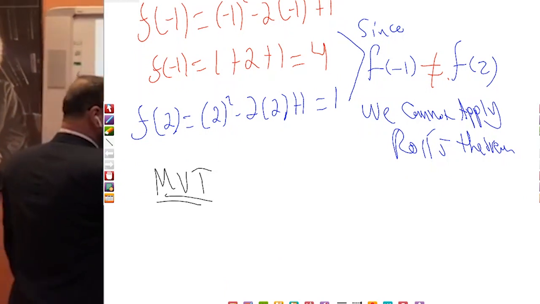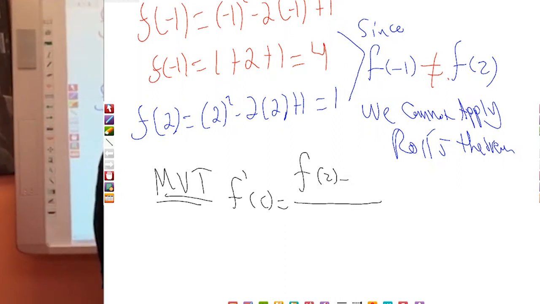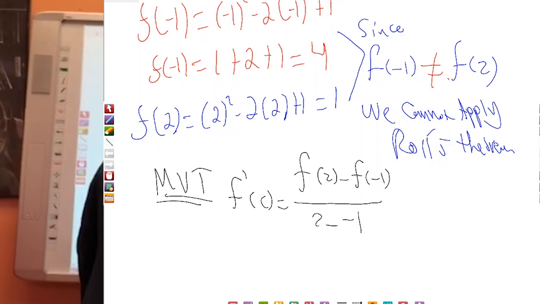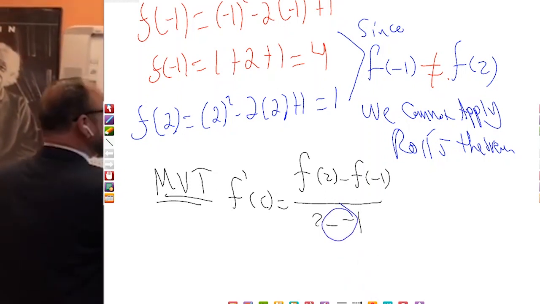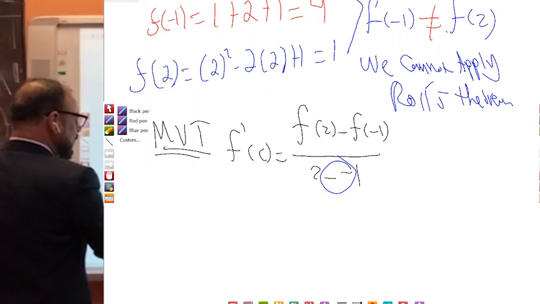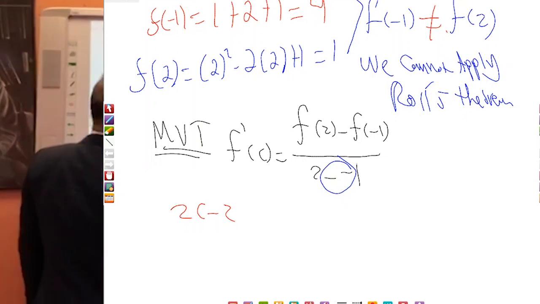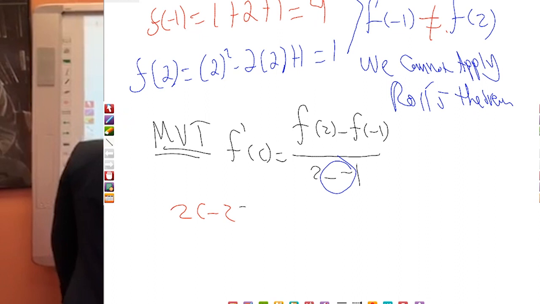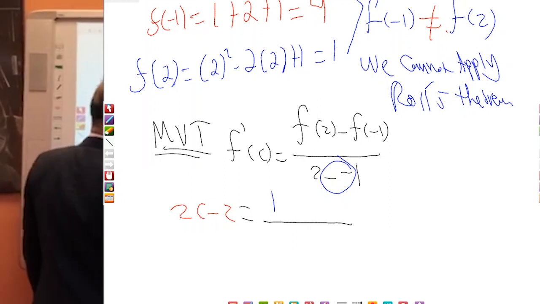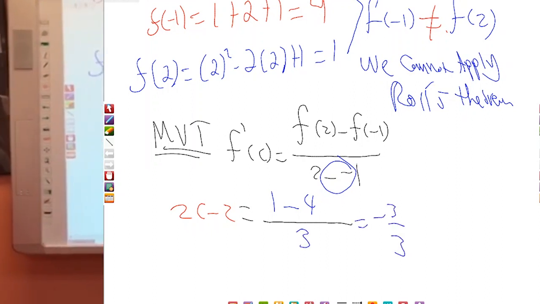Then we can apply f prime of c equals f of 2 minus f of negative 1 over 2 minus negative 1. F prime of c is 2c minus 2. You already found f of 2 and f of negative 1, right? F of 2 is 1. It's going to be negative 3 minus 4, over 3. Negative 3 over 3 equals negative 1.